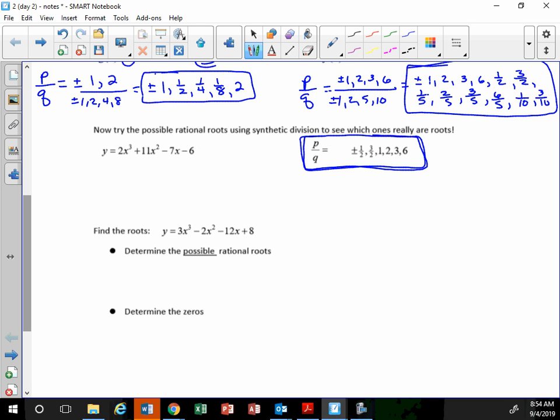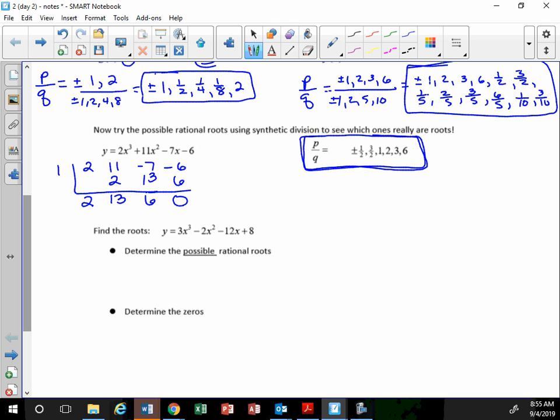Do you think it's fun to start with the fractions? No, I don't either. So pick a number you want to start with. 1. All right, let's try 1. Do my synthetic division here. Bring down the 2. Multiply. Add. Multiply. Add. Multiply. Oh my goodness, look at that. We got a 0 as the remainder.